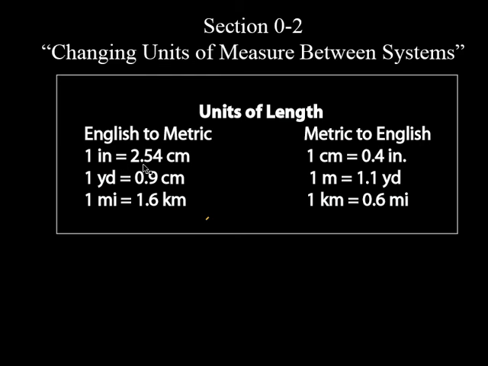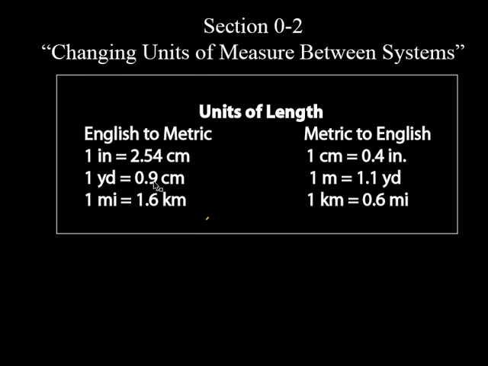So 1 inch is approximately equal. I just didn't have the key on my computer to make this a squiggly; it should be a little squiggly equal sign. But 1 inch is 2.54 centimeters. So 1 inch is bigger than a centimeter. It takes a little more than 2.5 centimeters just to make up 1 inch.